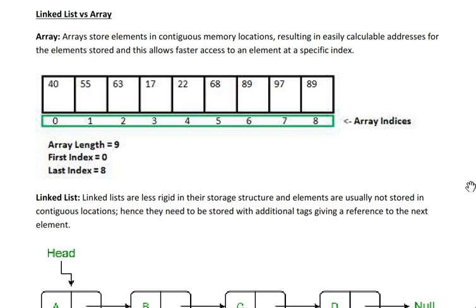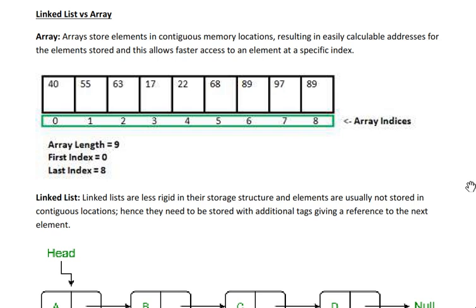Today we are going to learn about linked list versus array. So first of all, what are arrays? Arrays store elements in contiguous memory locations, resulting in easily calculable addresses for the elements stored, and this allows faster access at a specific index.